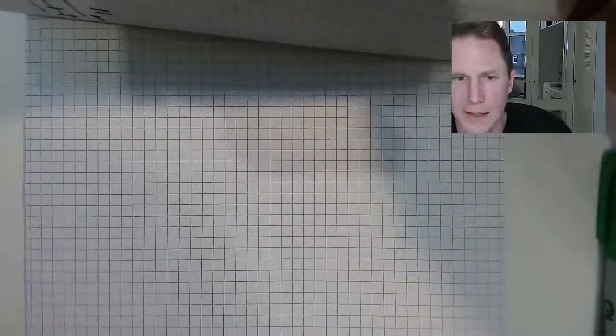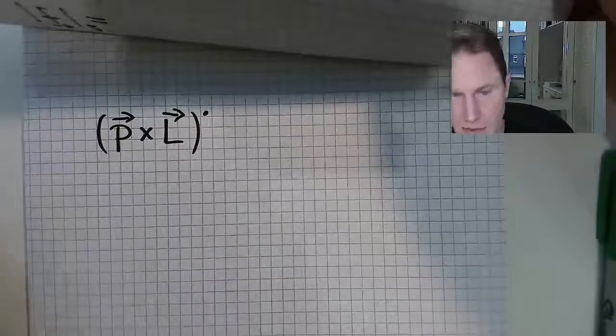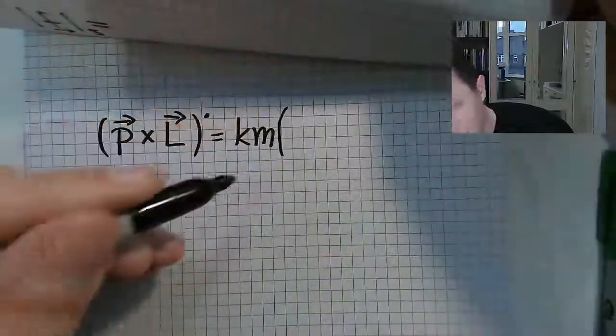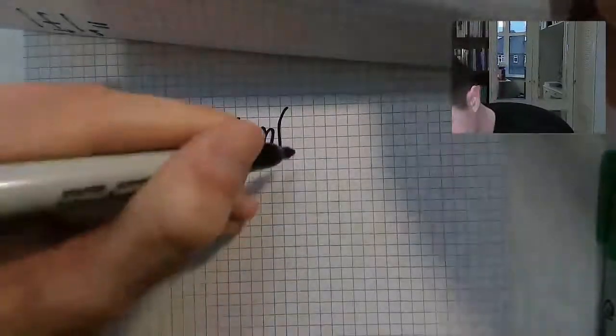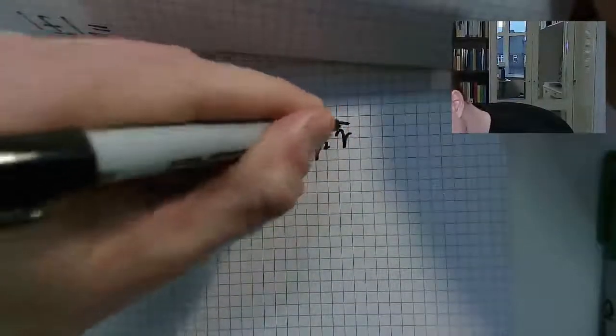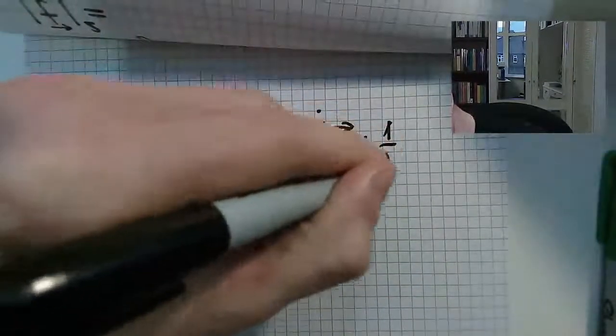So what we are doing now is putting everything together and finding that the vector product of P and L, the linear and angular momenta, will have a rate of change that is k times m times minus r dot over r squared times the vector r plus 1 over r times the vector r dot.